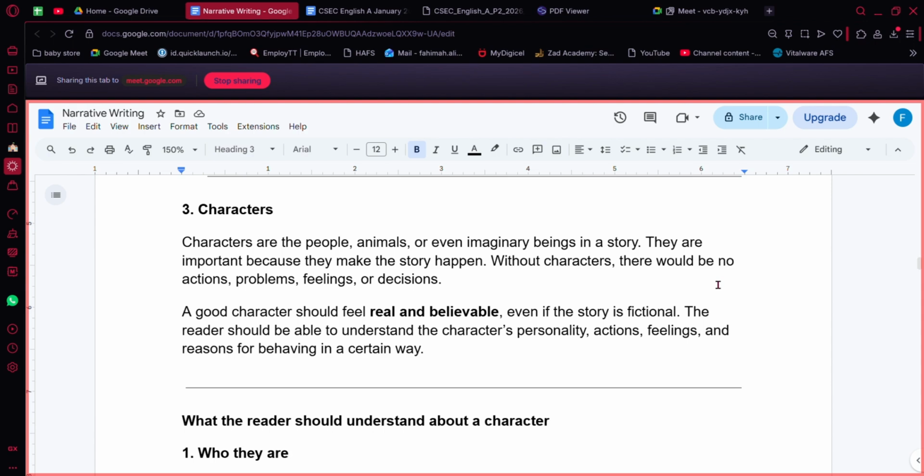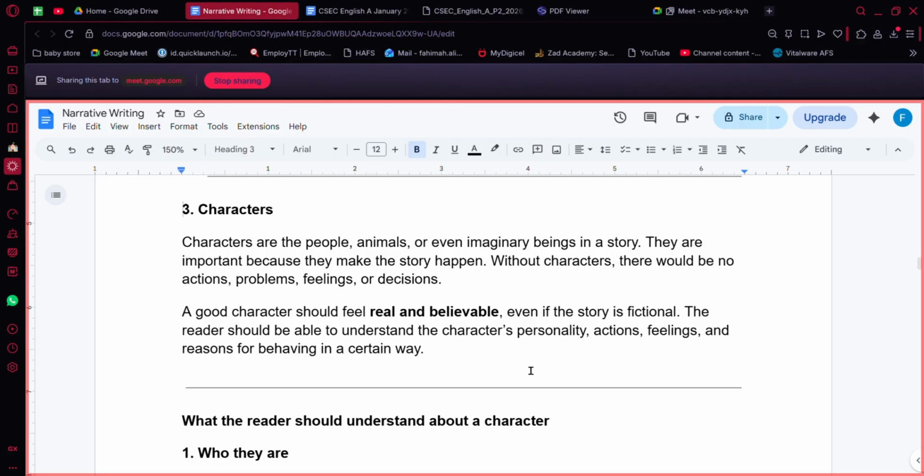The readers should also be able to understand the characters' personalities, their actions, feelings, and reasons for behaving in a certain way. If we have a character who is happy all the time, and one day we see that they just jump up and kill somebody, and you have no explanations for that whatsoever, we will not understand why that happened. So you need to give them some reason for that happening. You need to describe the characters and maybe the internal conflict as to what led to them wanting to kill people.